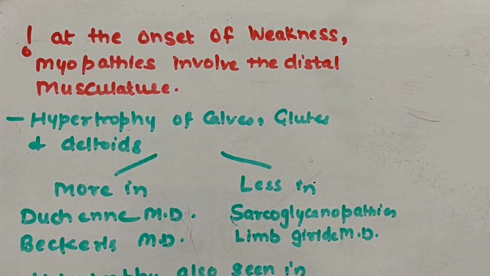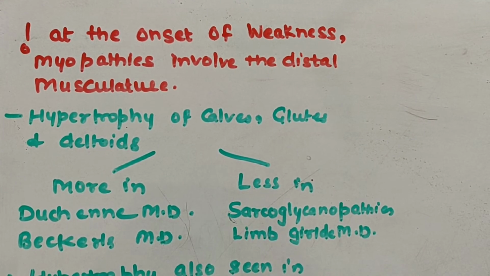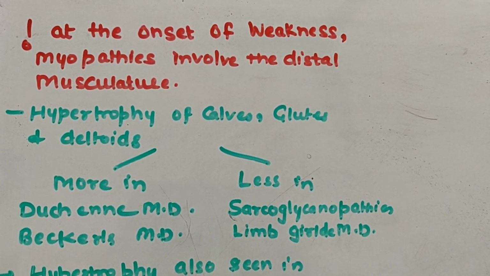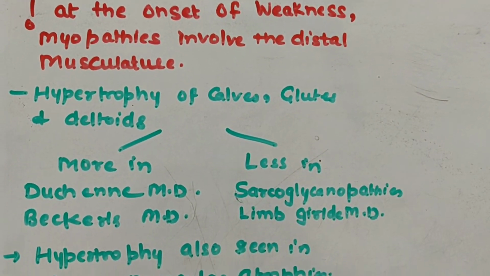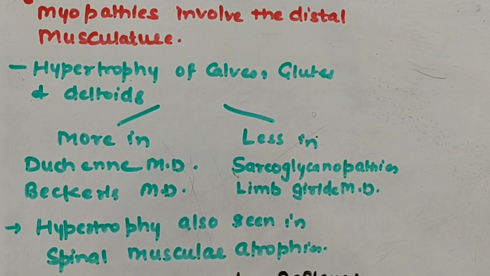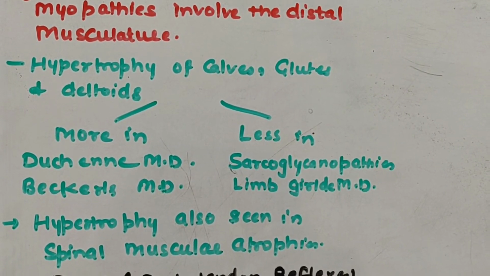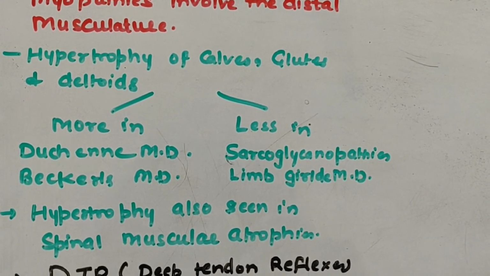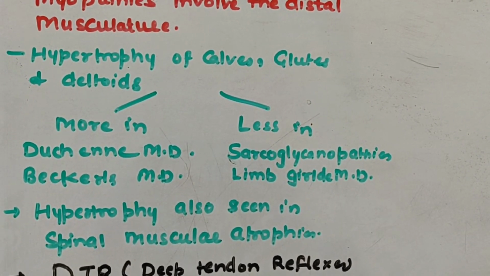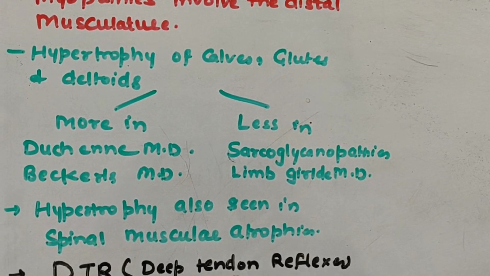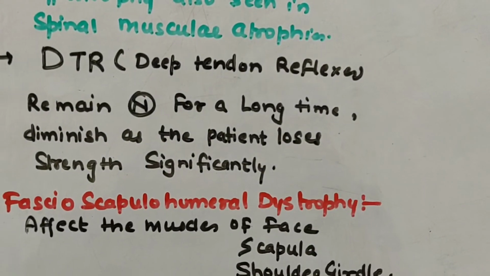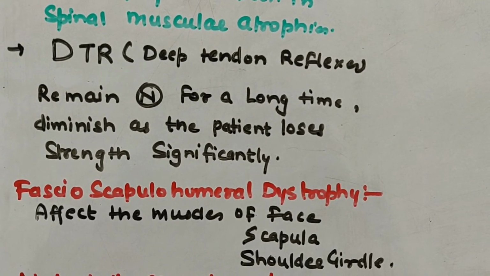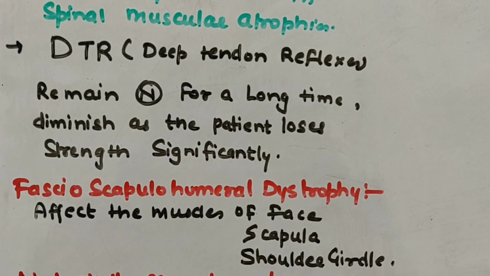At the onset of weakness, myopathies involve the proximal musculature first. Hypertrophy of calves, glutes and deltoids is more in Duchenne muscular dystrophy and Becker's muscular dystrophy, less in sarcoglycanopathies and limb girdle muscular dystrophies. Hypertrophy is also seen in spinal muscular atrophies. Deep tendon reflexes remain normal for a long time, diminishing as the patient loses strength significantly.